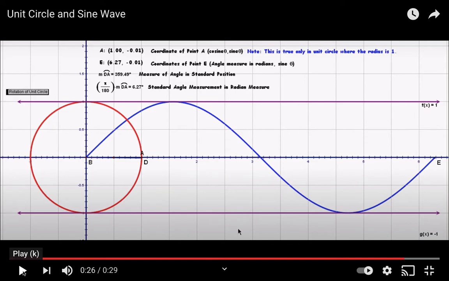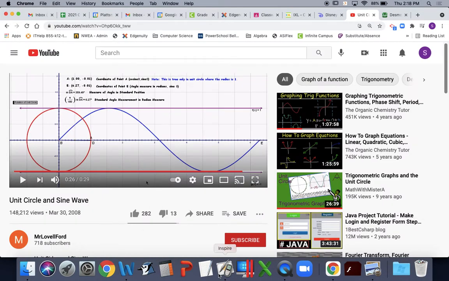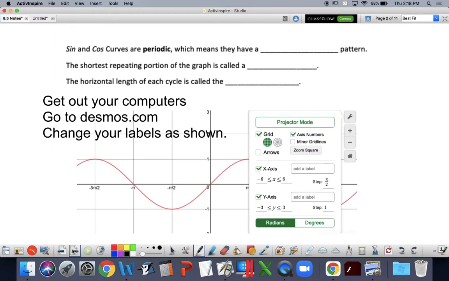So within Desmos, what I'd like you to do is change your settings a little bit, okay? I know we have worked with Desmos a little bit this year. You're going to click on the wrench in the upper right-hand corner there, and there's going to be a couple things we're going to change. Now, I restricted my x-axis to be between -6 and +6, and here's the big one. I changed my step value to be pi over 2.